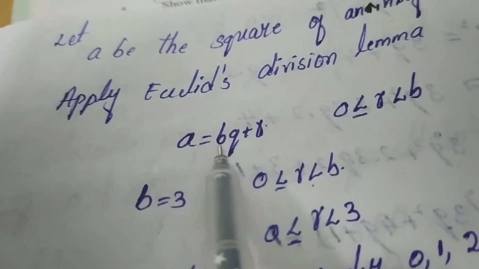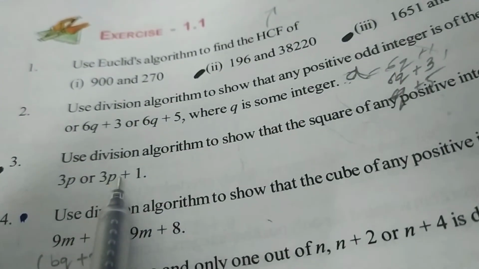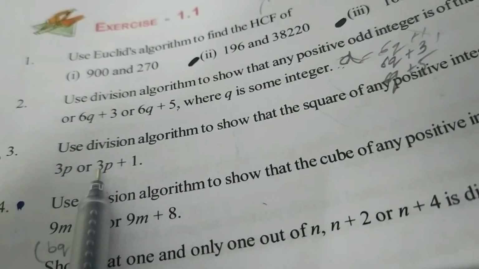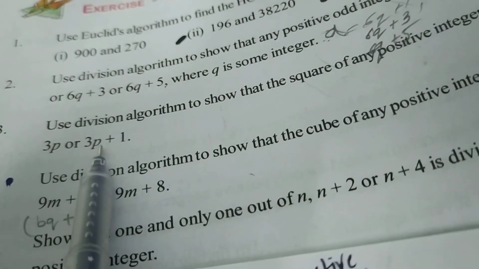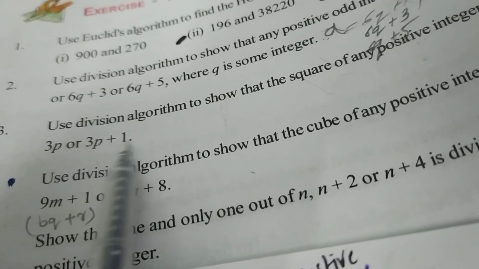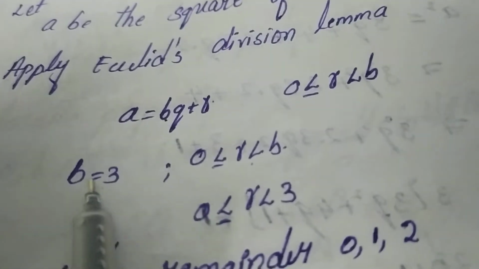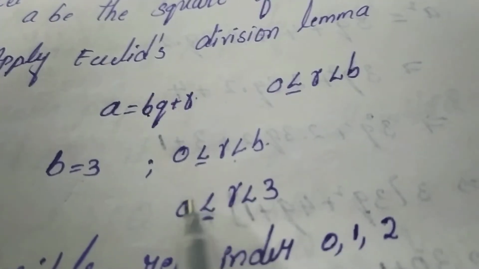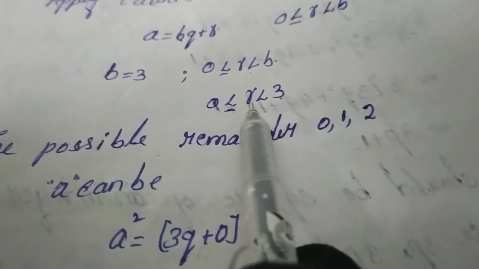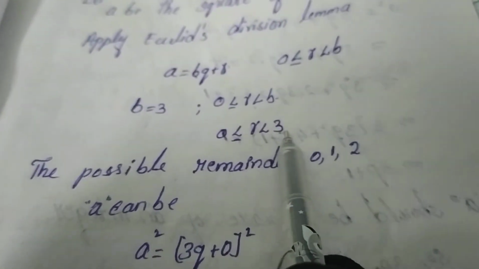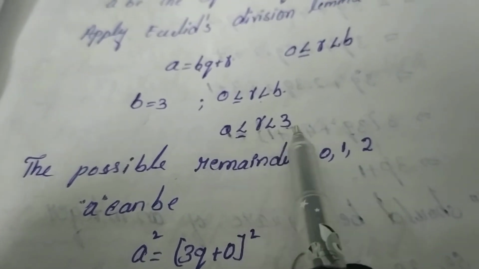What we have to do is find the b value from the question itself. It is in the form of 3p, so I am taking b equal to 3. In place of b, we just write 3. What are the possible remainders? The remainder should be 0, 1, 2. We cannot take 3.